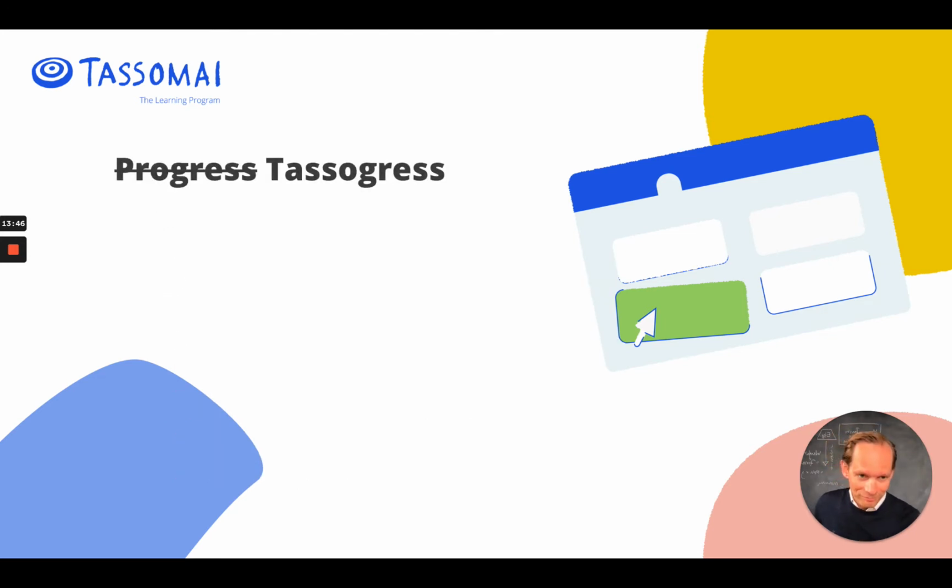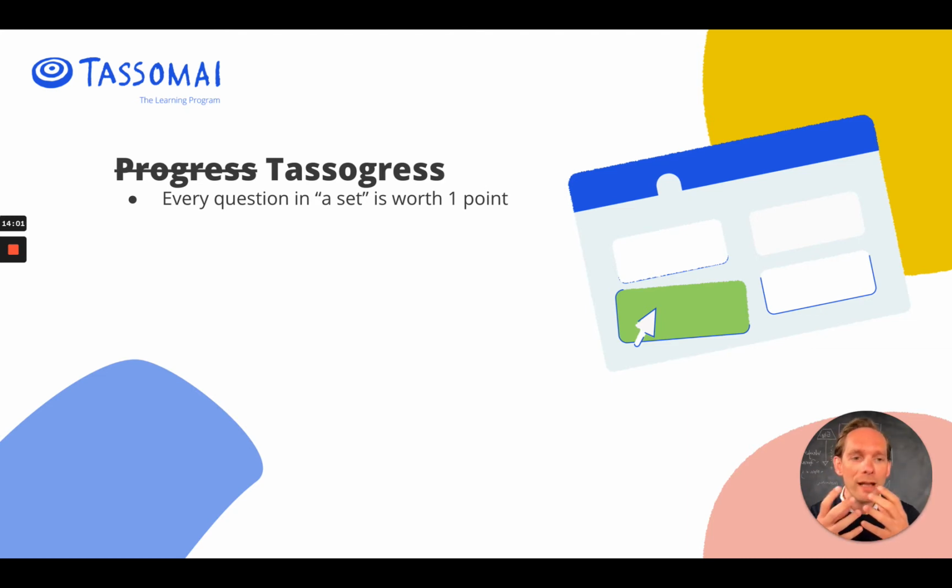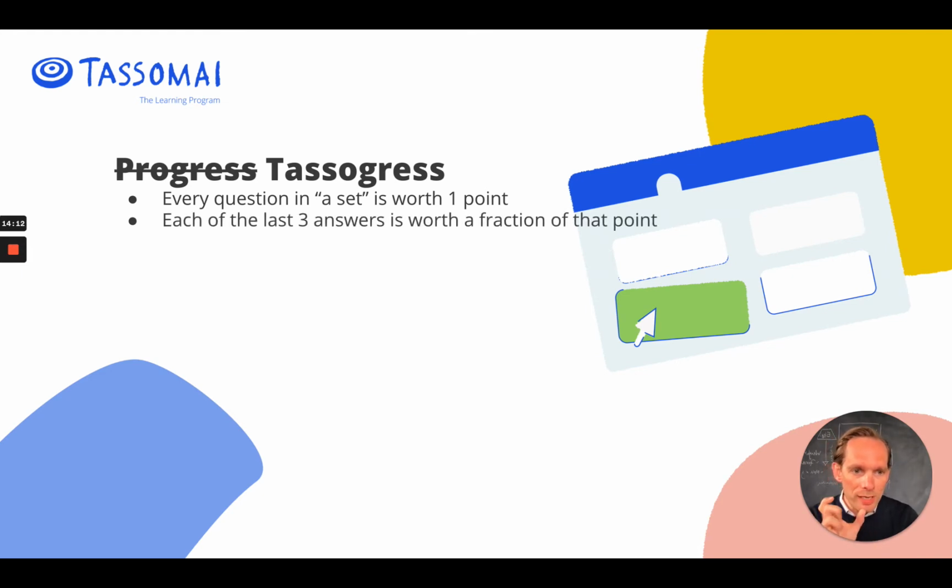So, Tassomai course completion. Within a set of content, and that set could be anything, a tiny topic, or the whole of biology, or the whole of science, or the whole of maths, whatever. Within any set of content, we have questions, and each one is worth 1 point. Now we give a value to each student's last 3 answers, and that value adds up to 1 point. So each of the last 3 answers is worth a fraction of a point. Let's say it's a third, a third, a third.